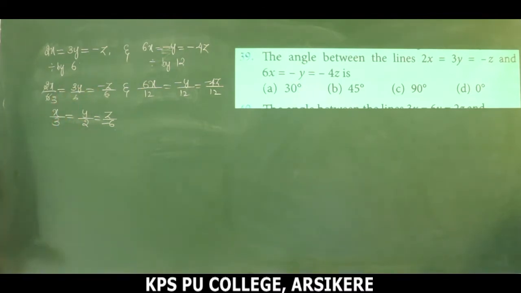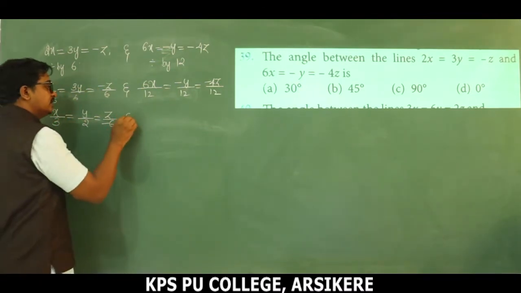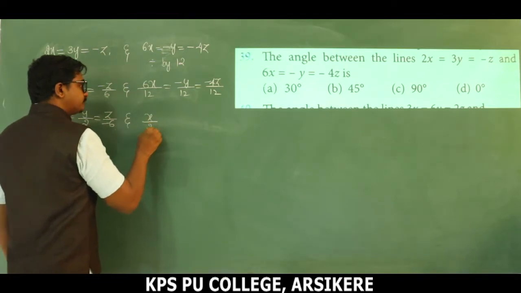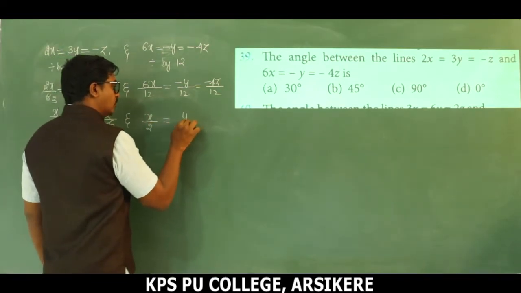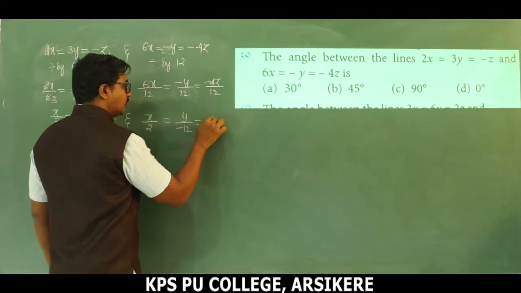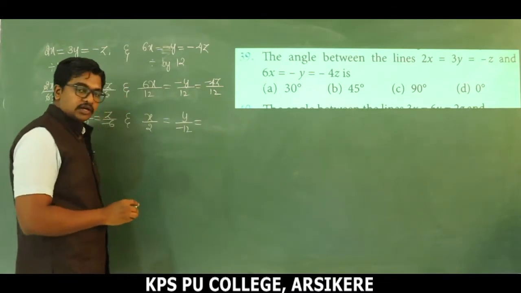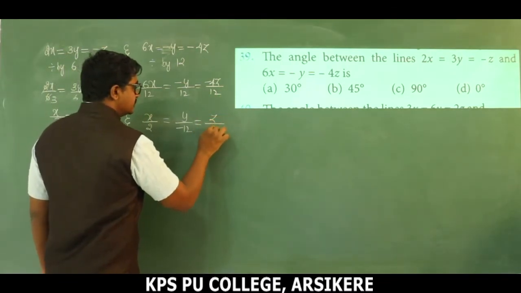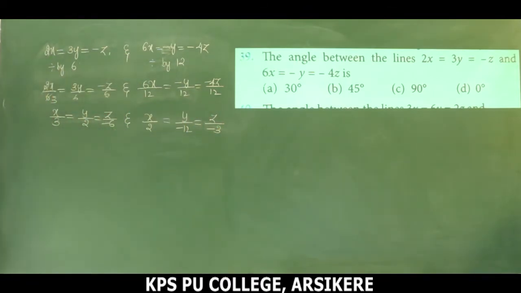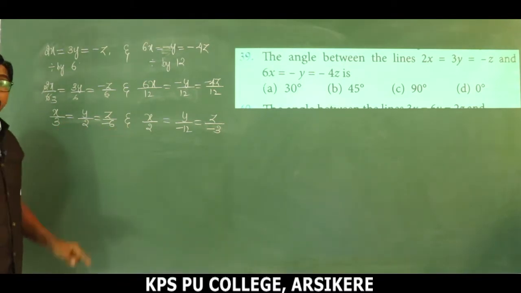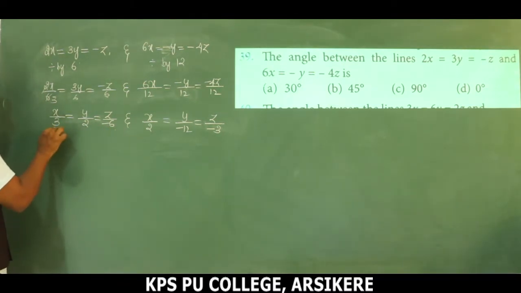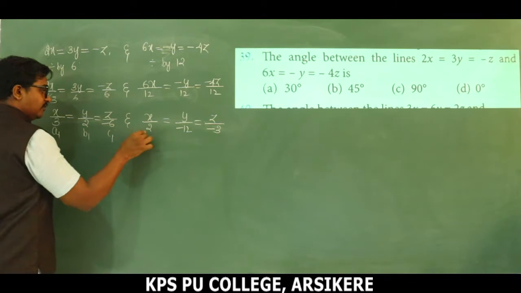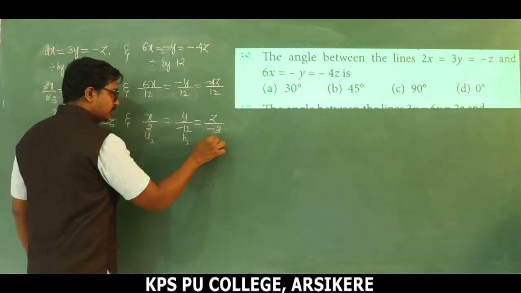Minus z is there, I'll write that as minus 6, and this becomes x by 2 is equal to y divided by minus 12 is equal to z divided by... 4 and 4 3s get cancelled. That can be written as z divided by what? Minus 3. Z divided by minus 3. So therefore these are nothing but direction ratios. So this is here a1, b1, c1, a2, b2, c2.